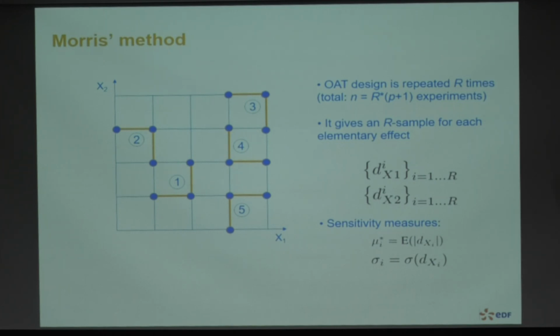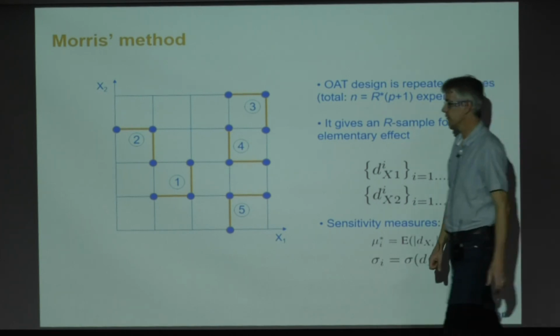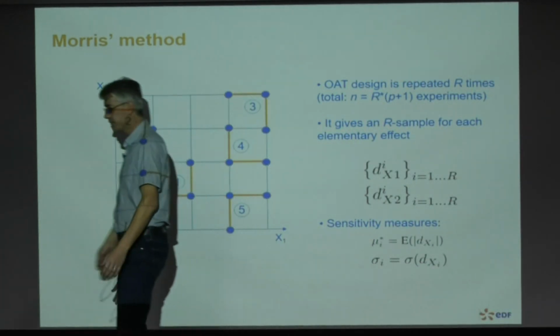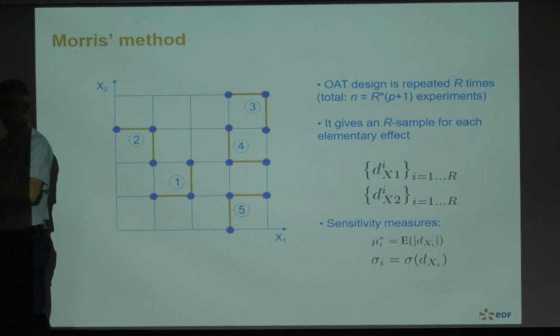Okay. Another detail: why do we take an absolute value here? So I just want to make a little graph. Maybe someone can help me.